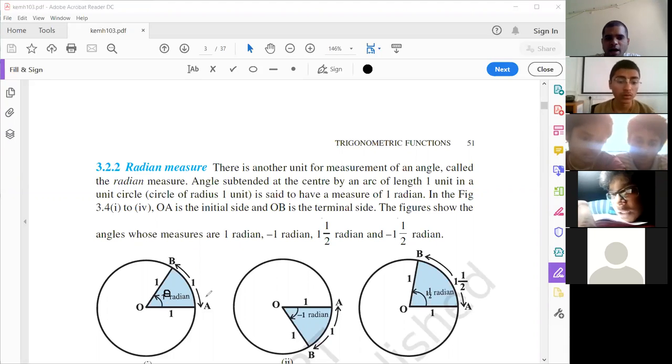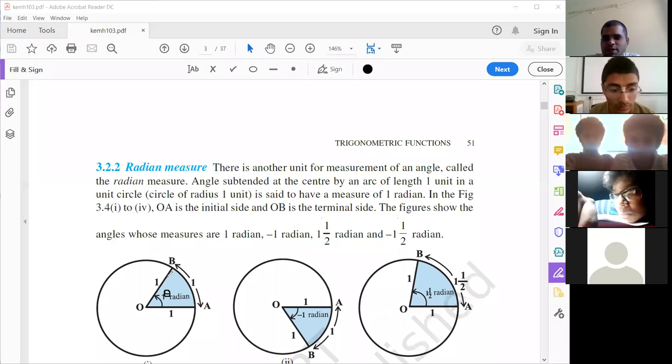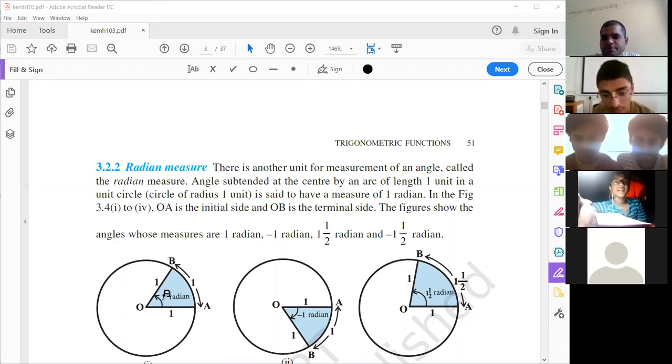कंडीशन क्या है? आर्क की लेंथ 1 यूनिट होनी चाहिए और रेडियस 1 यूनिट होना चाहिए. ओके, तो जो एंगल बनेगा वो 1 रेडियन कहलाएगा. 1 radian equals to how much degree? That we will talk about. First we are talking about radian.